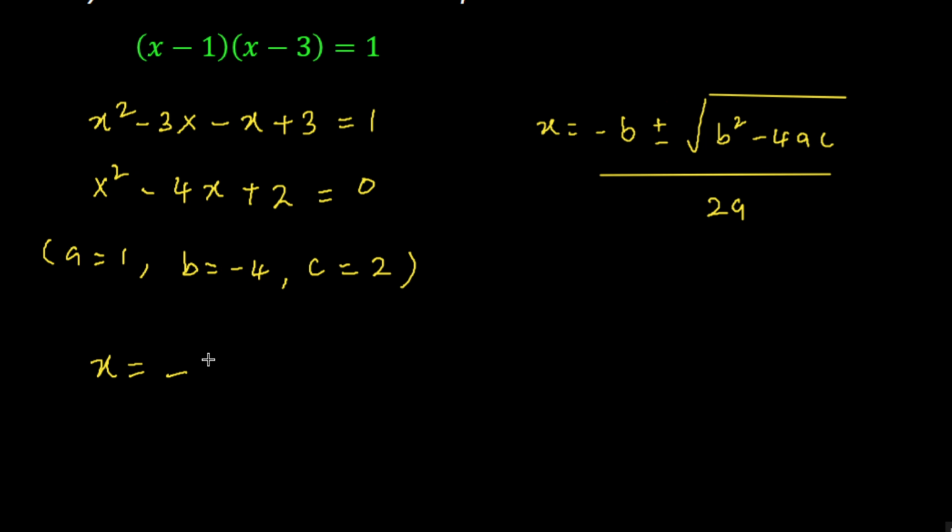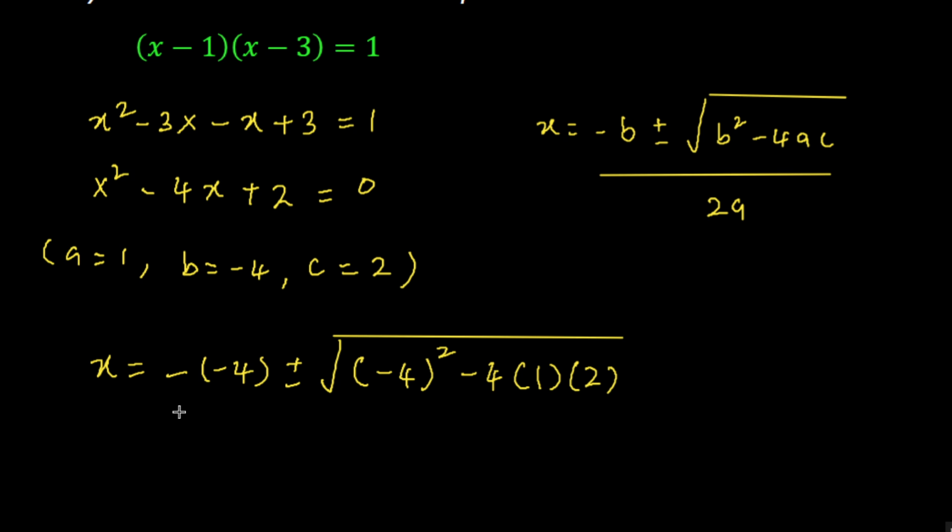So what we will get is x equals to negative, because b is negative 4, so I write here negative negative 4 plus minus square root. b squared is negative 4, and then we have square here, just follow. Minus 4ac, a is 1, and then your c is 2, so we write here 2. And then over 2a. 2 times a is 2 times 1 here, so I will just write 2.